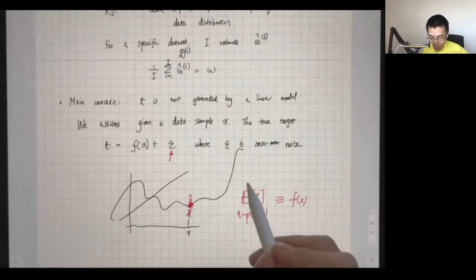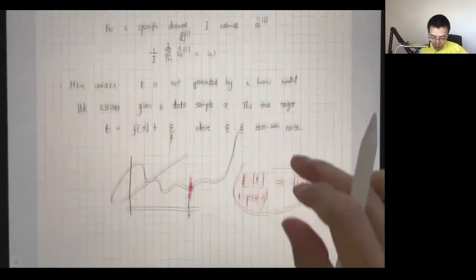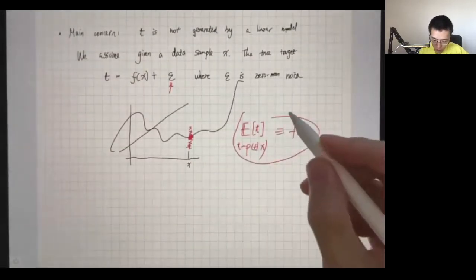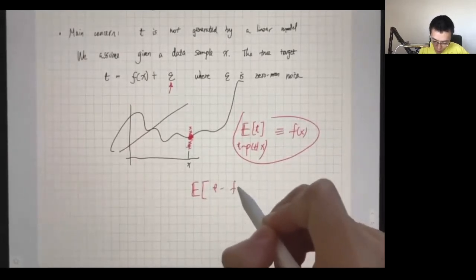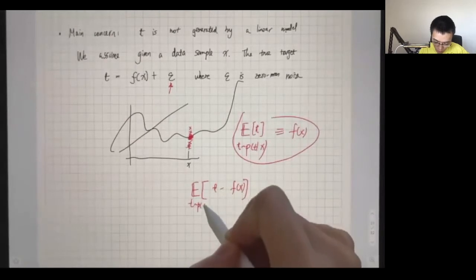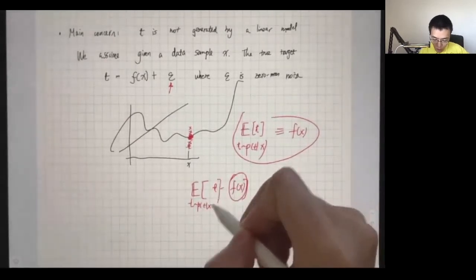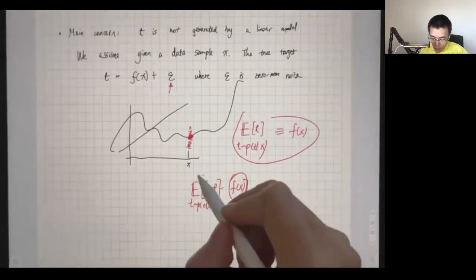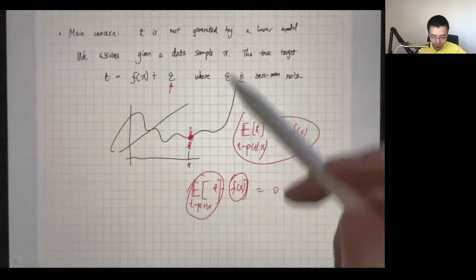And if you have this, then of course the epsilon is zero-centered, right? Because you can take the expectation over T minus f of X, where T is sampled from P of T given X. Then this term becomes a constant, and you just take the expectation over T. But this is f of X, so it gives you 0. Okay.